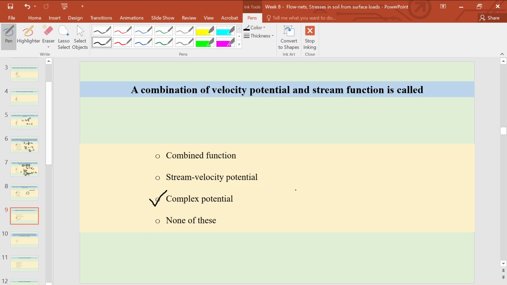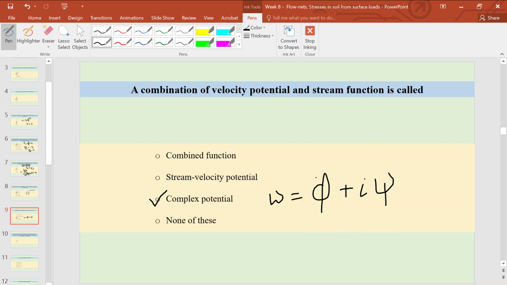Complex number, a combination of real and imaginary numbers. So this complex potential is represented by W. It is a combination of a real value, that is the velocity potential, which I have mentioned in session 7, and an imaginary number multiplied with the stream function. This is called a complex potential.